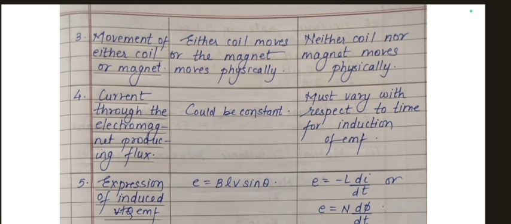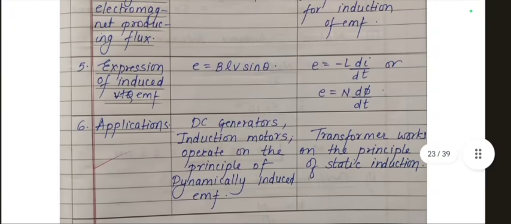Then the fourth point, the current through the magnet producing flux. The current could be constant in dynamically induced EMF, but it must vary with respect to time for induction of EMF in statically induced EMF. Then the fifth point, you can write the expression of induced EMF. So E is equal to BLV sin theta in dynamically induced EMF, and E is equal to minus L di by dt or N d phi by dt in statically induced EMF.